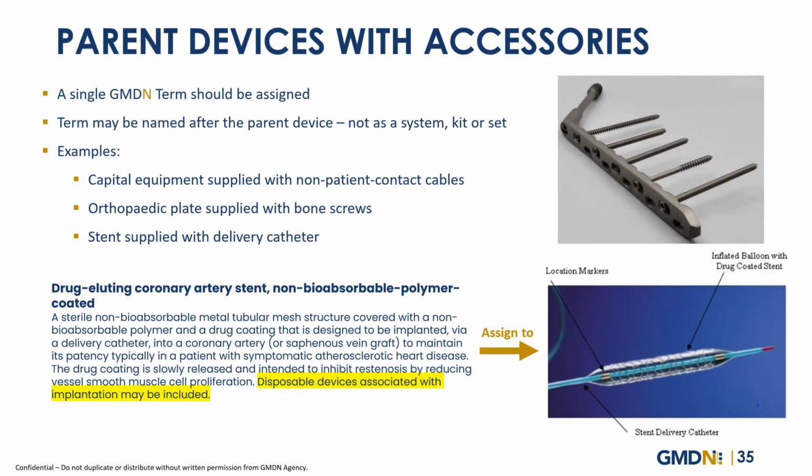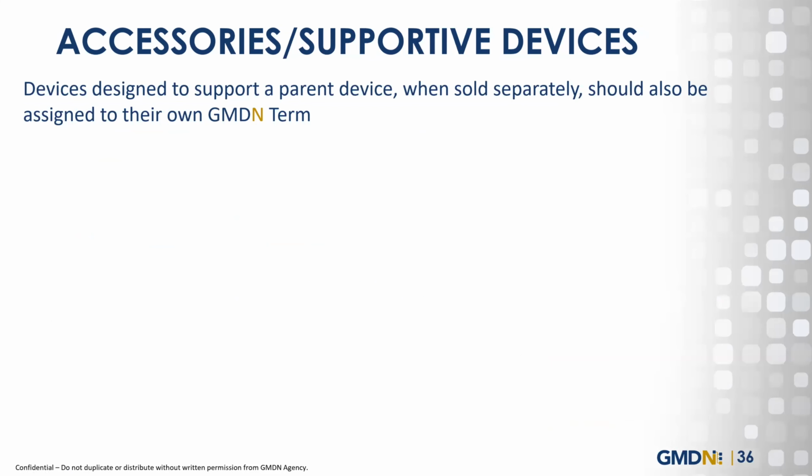So moving on to another type of misassignment: when the accessories and the supportive devices are supplied individually, separately from the parent device. In these cases, these accessories need to be assigned to an accessory GMDN term, not to the parent device.